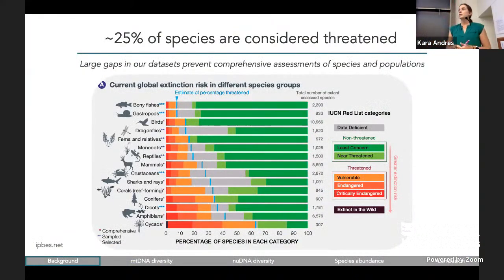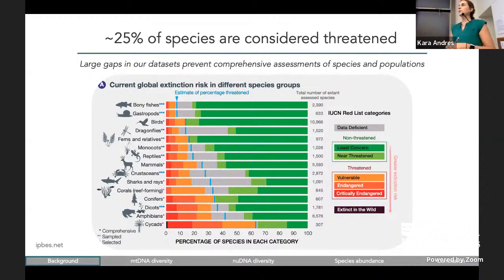But we know that biodiversity at all scales, including diversity within and among species, is declining now at a faster rate than at any time in human history. And this is due to influences such as habitat segmentation, climate change, invasive species, and other factors.